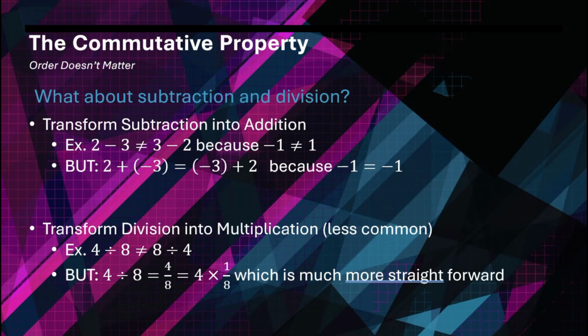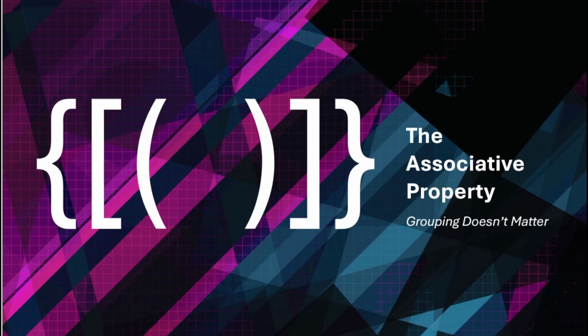So that is how I can do a little math magic to make subtraction and division adhere to the commutative property. All right, so that's the commutative property. Let's move on to the associative property. And for a hashtag or a motto, if you will, however you want to phrase that, it's going to be that grouping doesn't matter.